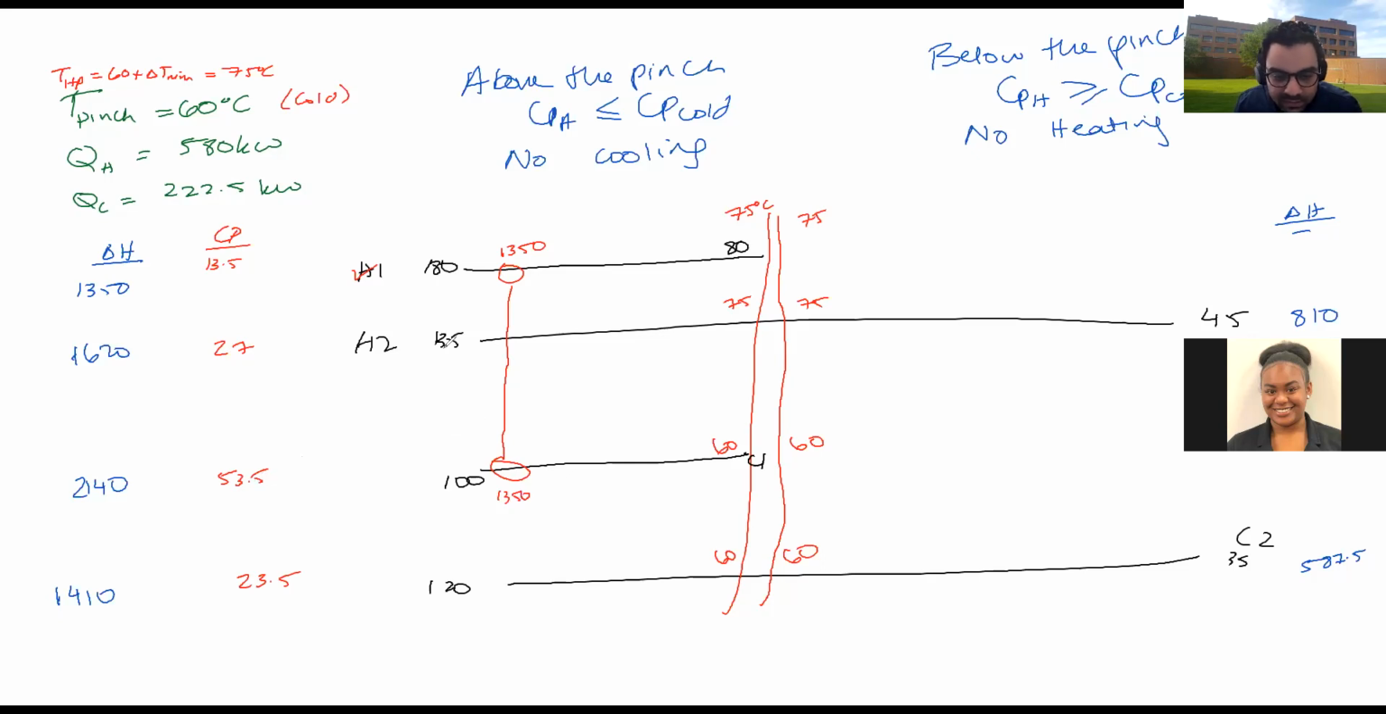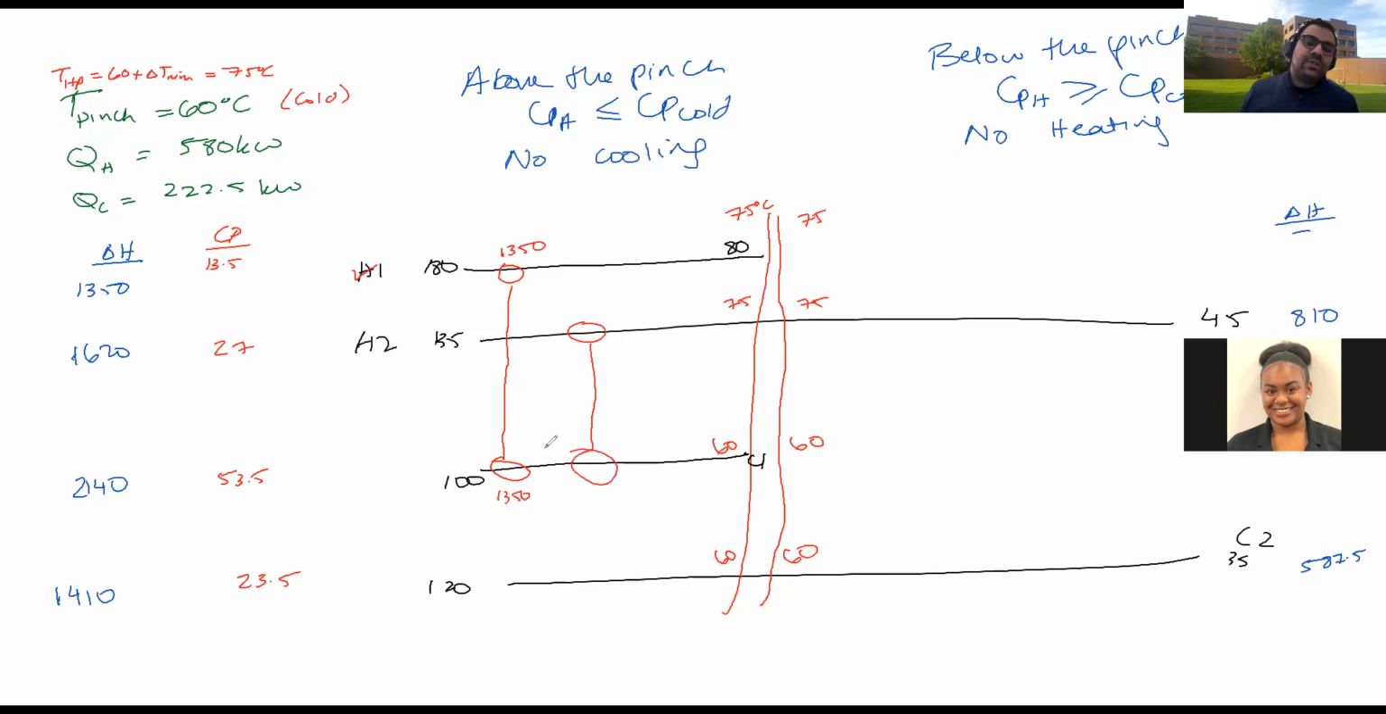Since I already connected one here, maybe I'll have a look at the second one. 27 versus 23.5. No, I can't really transfer heat between H2 and C2, right? Because this rule does not stand. So the only possible match is this guy, right? 27 and 53.5. Okay, so I'm gonna connect a heat exchanger here from this guy to this guy.